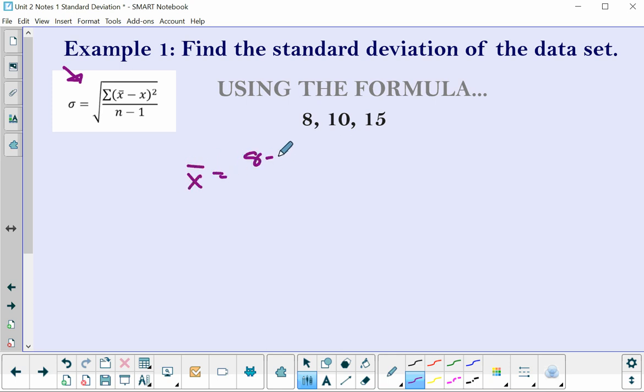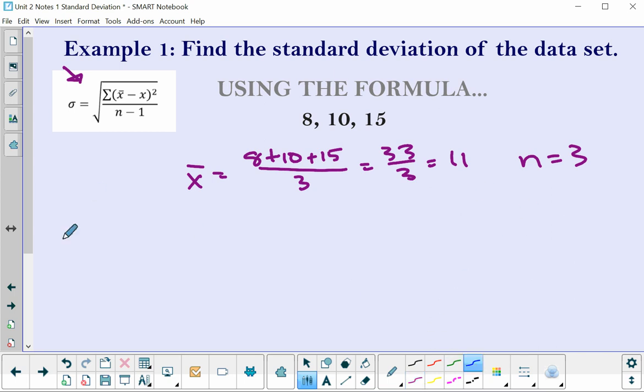And again, that's the same as what we just did, 8 plus 10 plus 15 divided by 3, which gave me 33 over 3, which was 11. I also know that n is equal to 3, okay? So those are two pieces that I need to have. Now, if I plug my standard deviation into the equation, set yourself up a big old square root bar. I never make mine long enough.